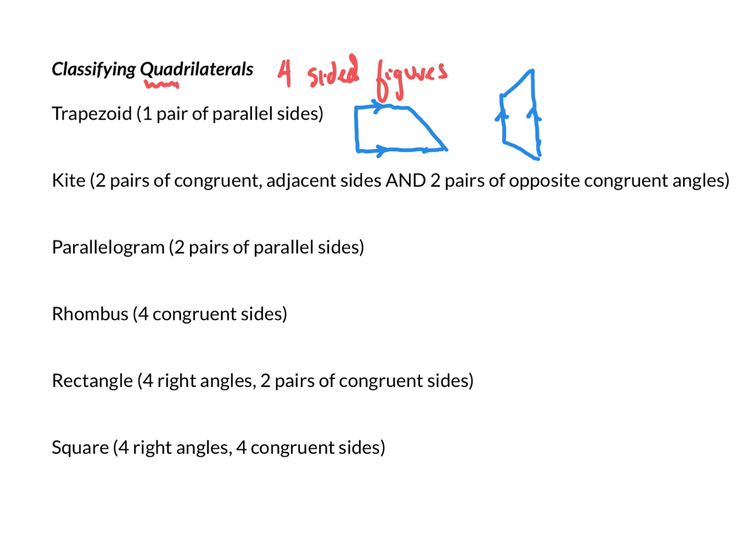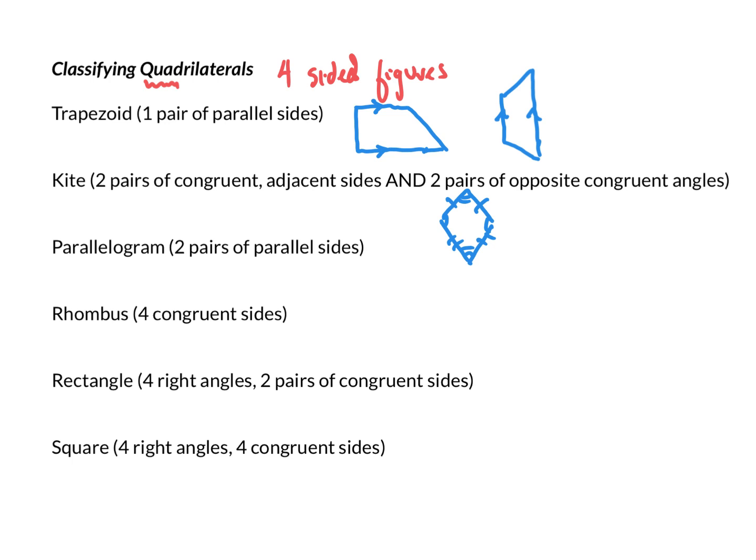Next, a kite. A kite has two pairs of congruent adjacent sides and two pairs of opposite congruent angles. And this is a big definition. It's got a lot of things to it. But think of what a kite looks like, like you fly when you're a kid. Okay, it looks like that. Here's a pair of congruent sides, and here's another pair of congruent sides. And notice that they touch each other, right? That's why we say they're adjacent, because they're next to each other. And in terms of angles, this angle and this angle would be the same, and this angle and this angle would be the same. Okay, so that's a kite.